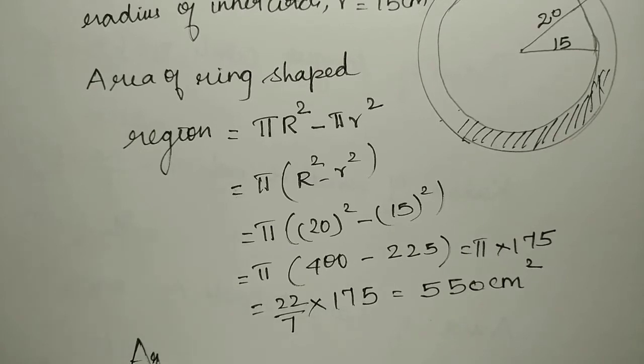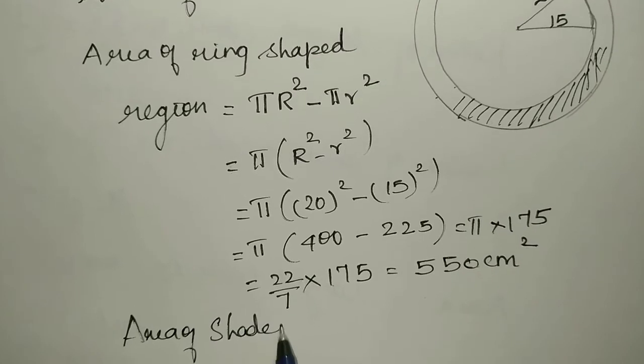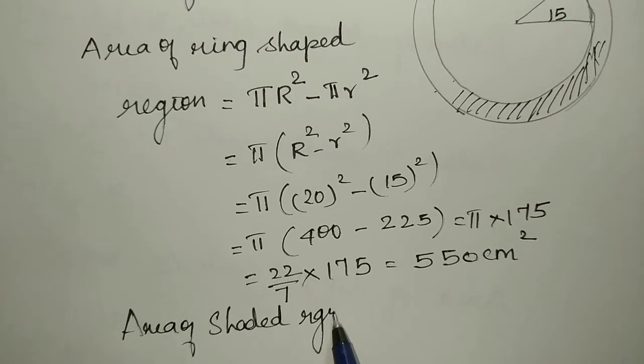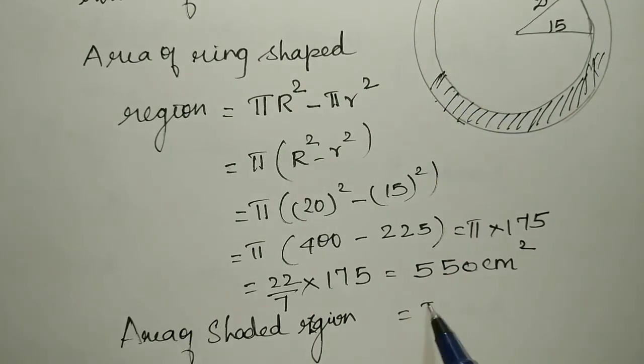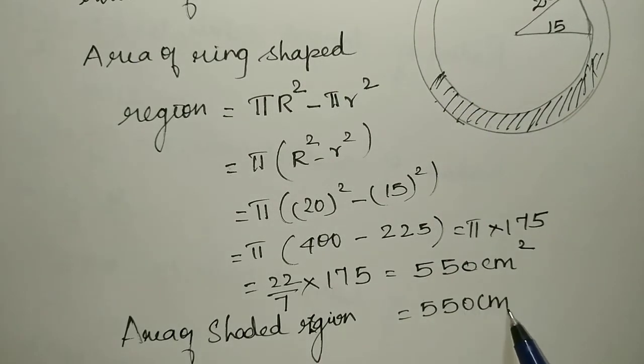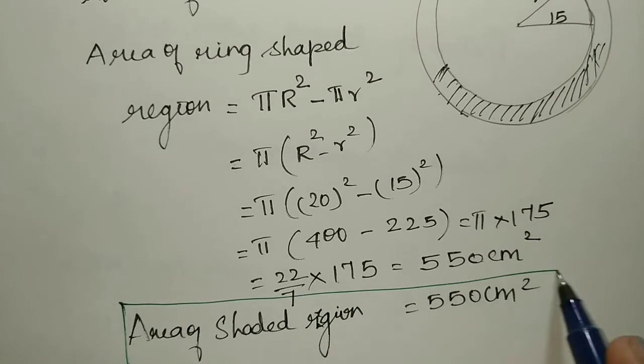The shaded region. This shaded region is equal to how much? 550 centimeter square. That's it.